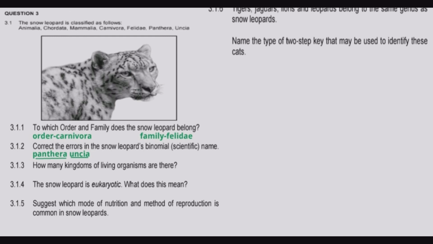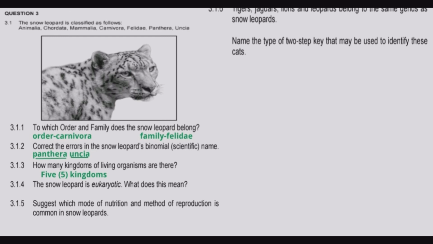Okay, we come to question 3.1.3. How many kingdoms of living organisms are there? How many kingdoms of living organisms are there? There are 5 kingdoms. There are 5 kingdoms. Okay, we come to question 3.1.4. The snow leopard is eukaryotic. What does this mean?